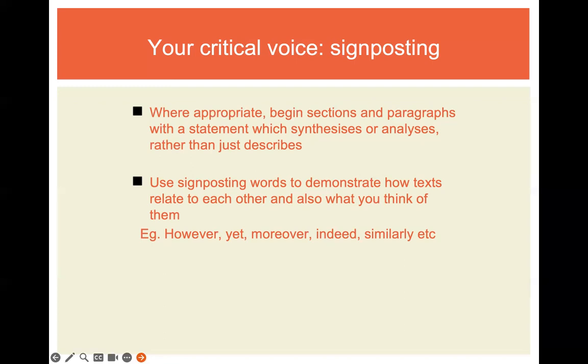You need to be able to show that the literature is always related to what you are doing. Use signposting words to demonstrate how texts are related to each other and also what you think of them. You can use however, yet, moreover, indeed, similarly, etc. But signpost. Lead the reader, guide the reader. That's what we're saying.